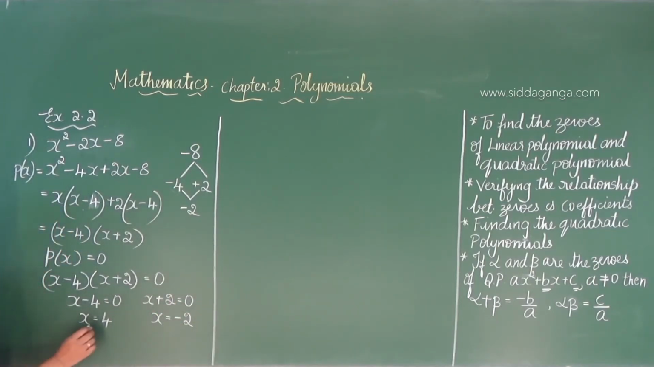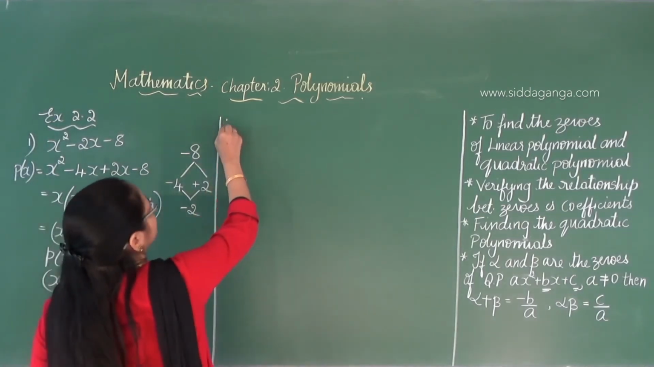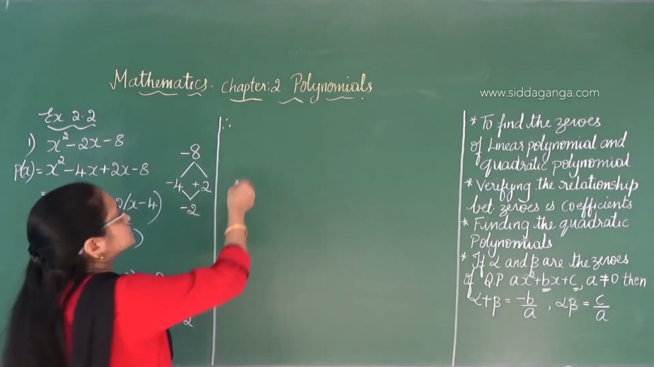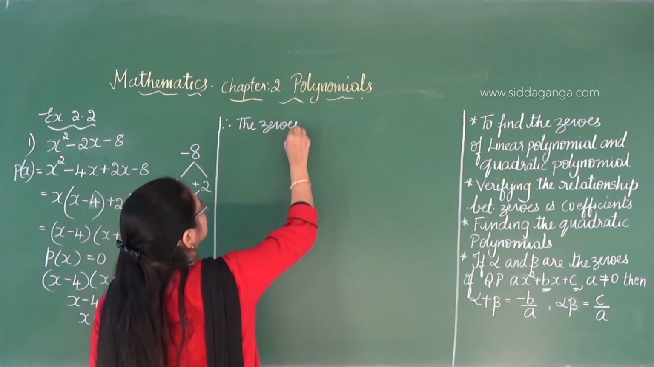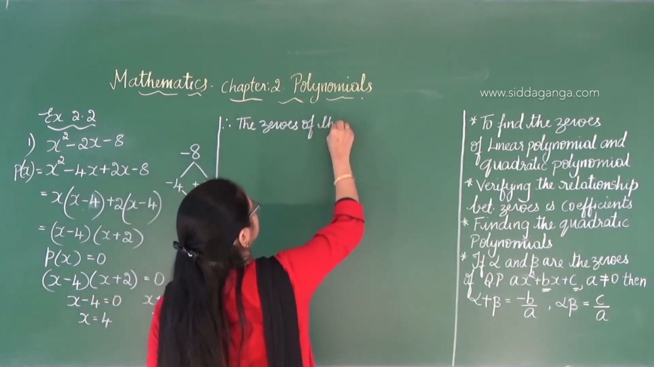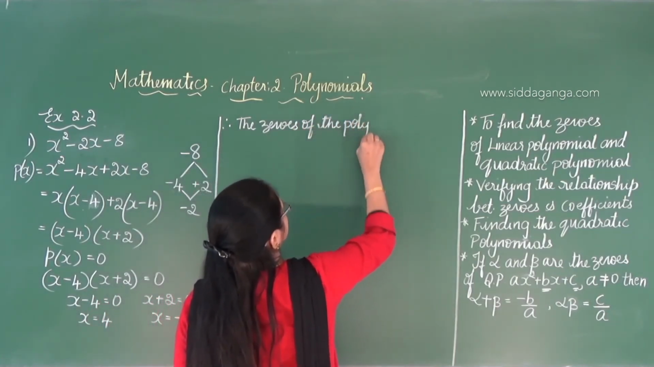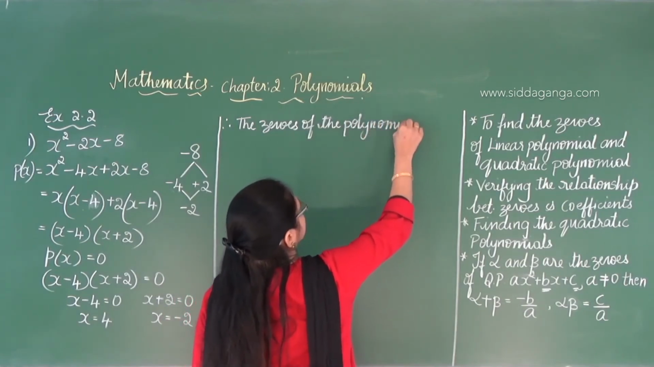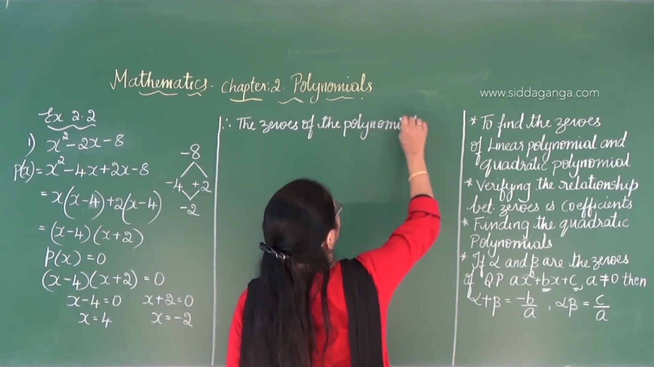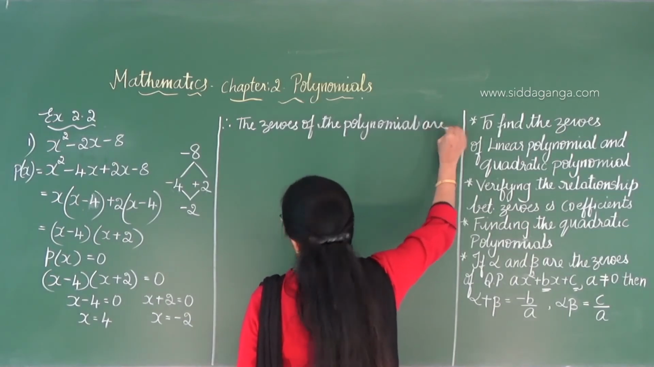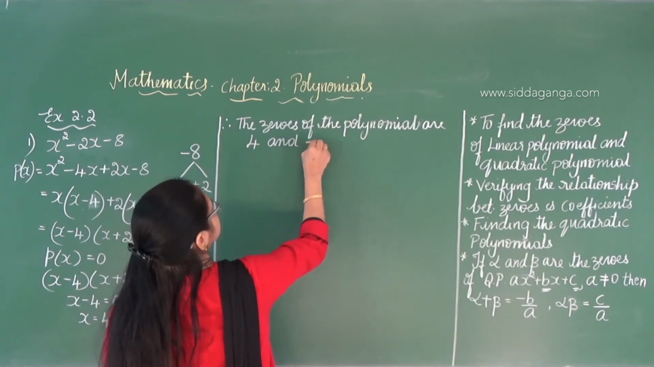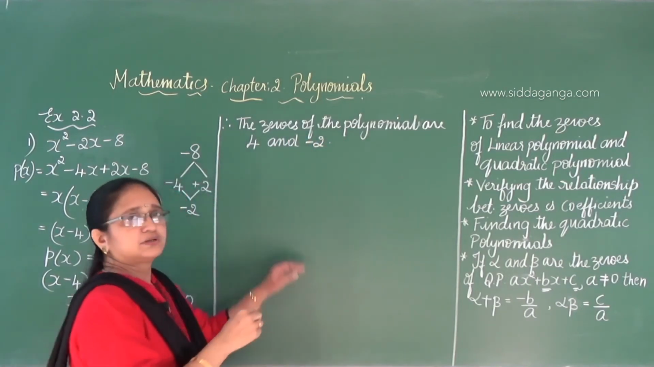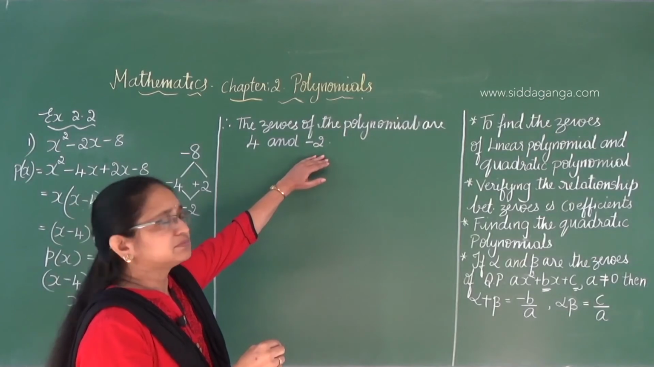Now the zeros, what are the zeros of the polynomial? Therefore you have to write this conclusion. Therefore the zeros of the polynomial are 4 and minus 2. Now, the first part of the problem is completed.